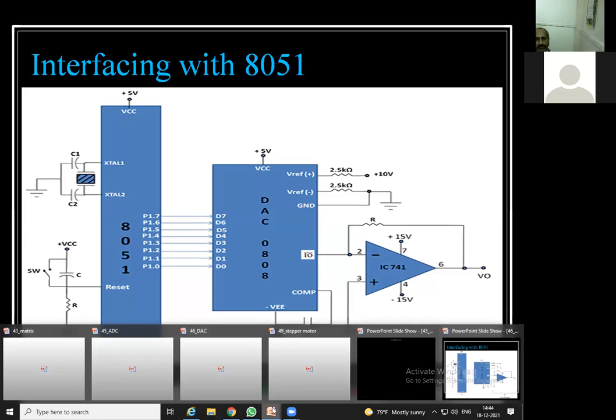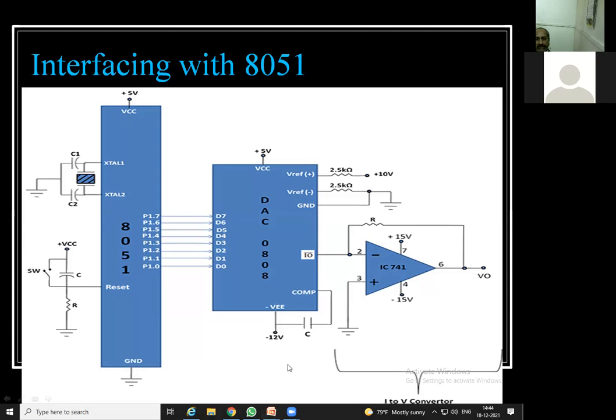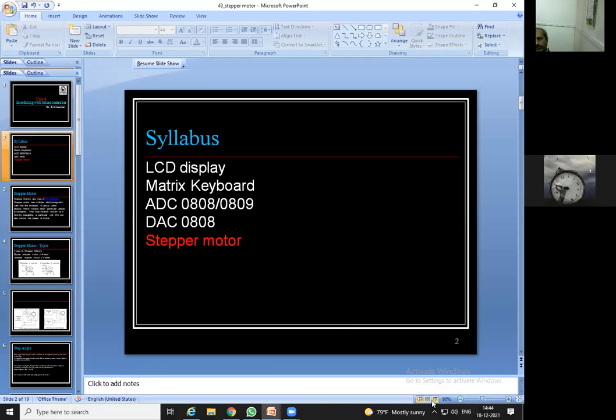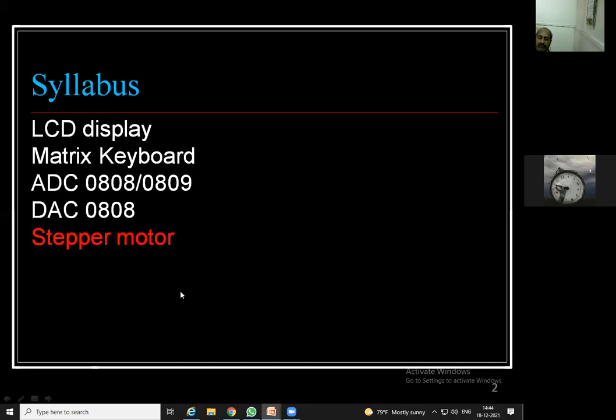The next part is the stepper motor. If you have gone through the basics of the stepper motor, or you have read what a stepper motor is, how it works, and what its internal structure is, then and only then will you come to know and understand the interfacing of this particular stepper motor with the 8051 that we are going to see.